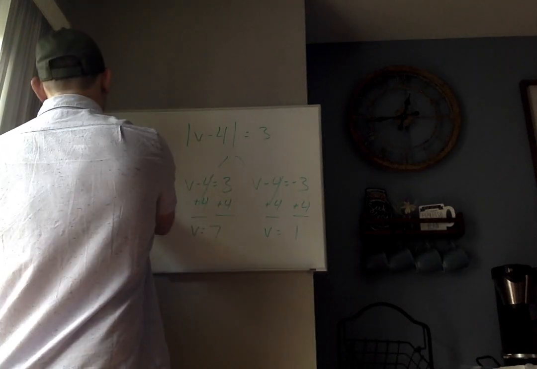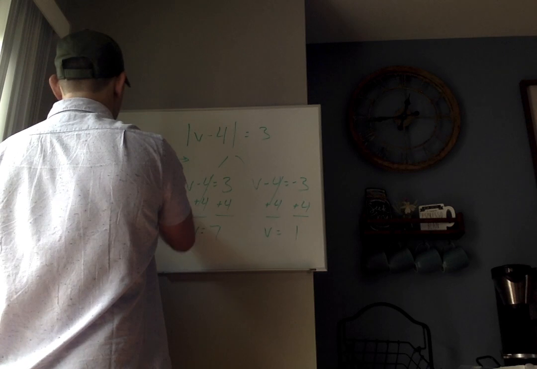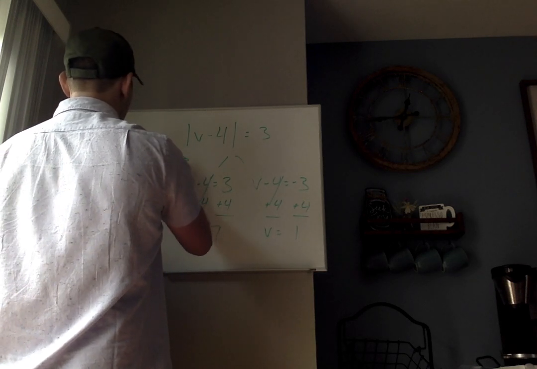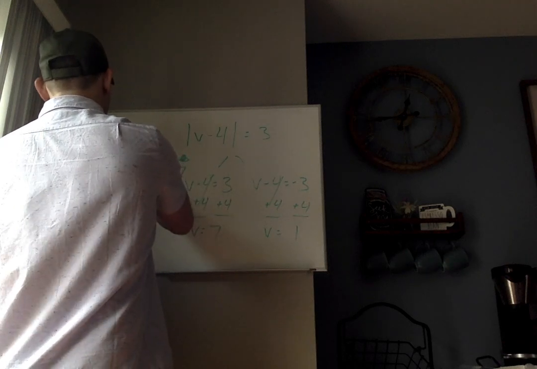So I would plot a point at, okay, 0, 1, 2, 3, 4, 5, 6, 7. I'm going to plot a point at 7 and a point at 1.